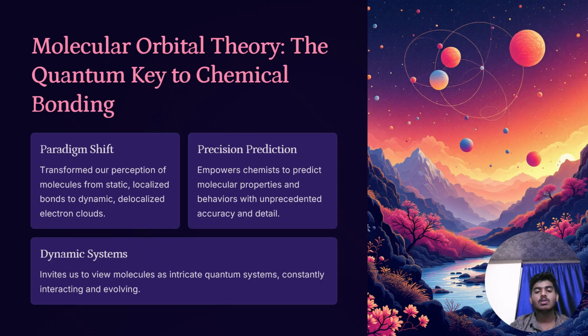Dynamic systems. MOT invites a view of molecules as intricate quantum systems that are constantly interacting and evolving. It explains how atomic orbitals combine to form molecular orbitals, which determine the probability and density of electrons.